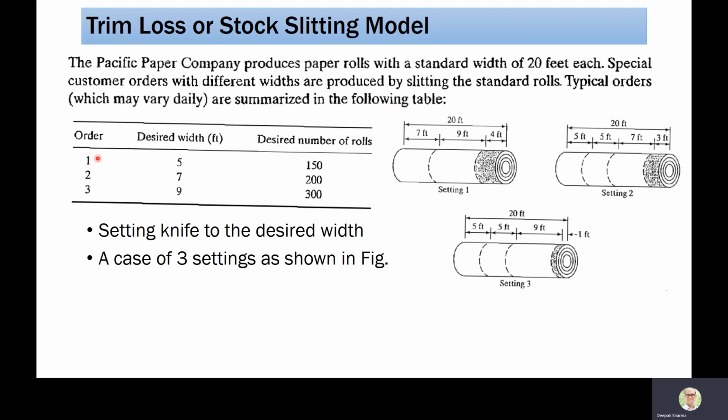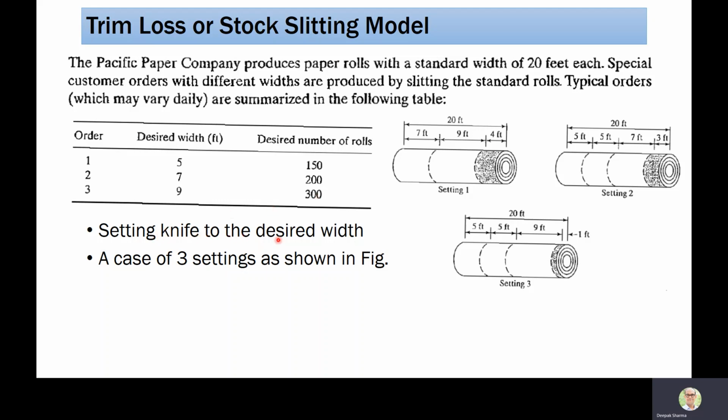So we can have, for example, 3 types of order. Somebody needing 5 feet of this roll, somebody needing 7 feet, somebody needing 9 feet. So 20 feet of width is given, and the 5, 7 or 9 feet depends on the desired width of the orders we can get. What is the desired number of rolls? For 5 feet width rolls we need 150. Similarly for 7 feet 200, and for 9 feet we need around 300.